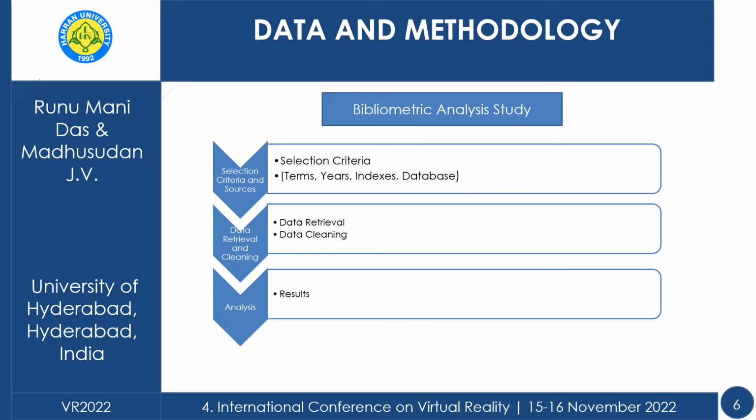So these are the steps that need to be followed if we apply a bibliometric analysis study. First is selection criteria and sources, second is data retrieval and cleaning, and lastly analysis. Selection criteria and sources is basically about terms, years, indexes, and databases, where selection of databases is important, with titles or keywords. Then data need to be retrieved, and with that retrieval the data need to be cleaned, and lastly the results need to be analyzed. So these are the steps of a bibliometric analysis study.